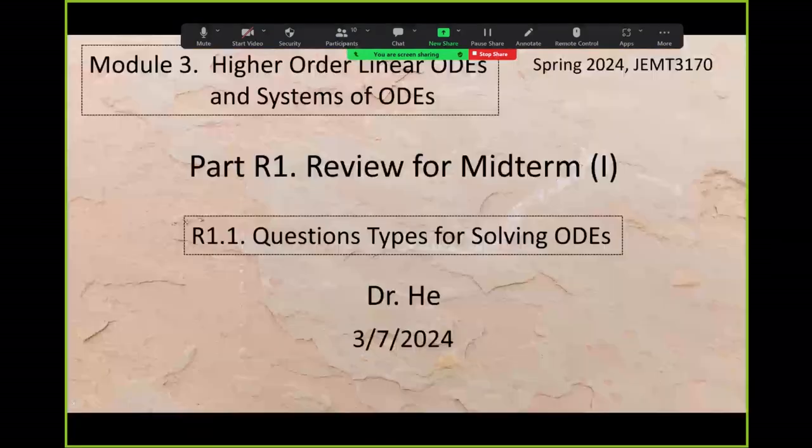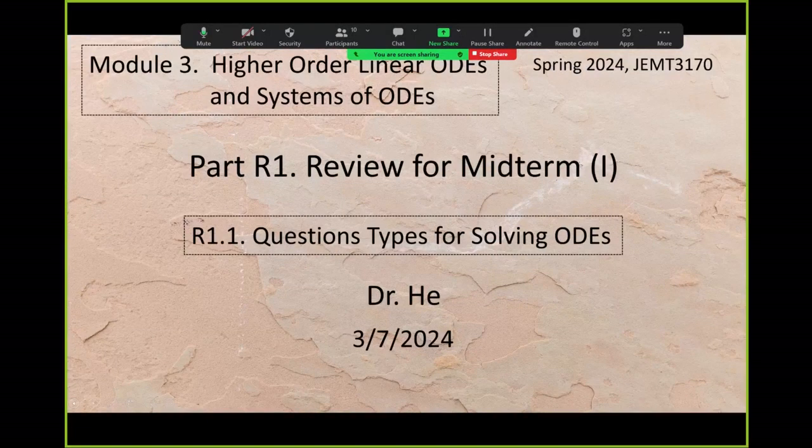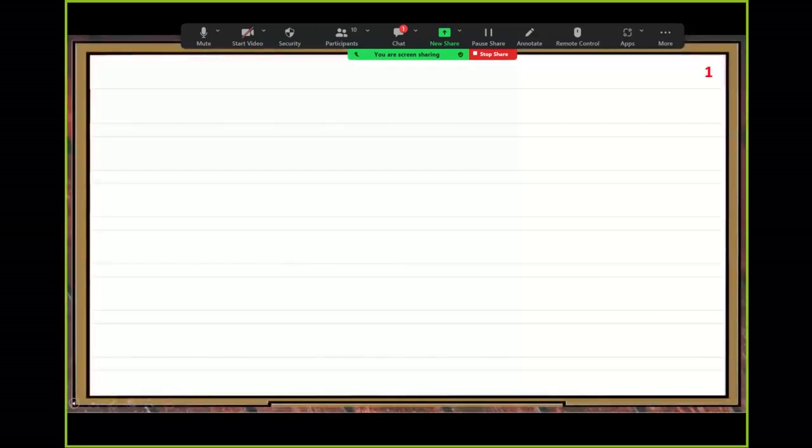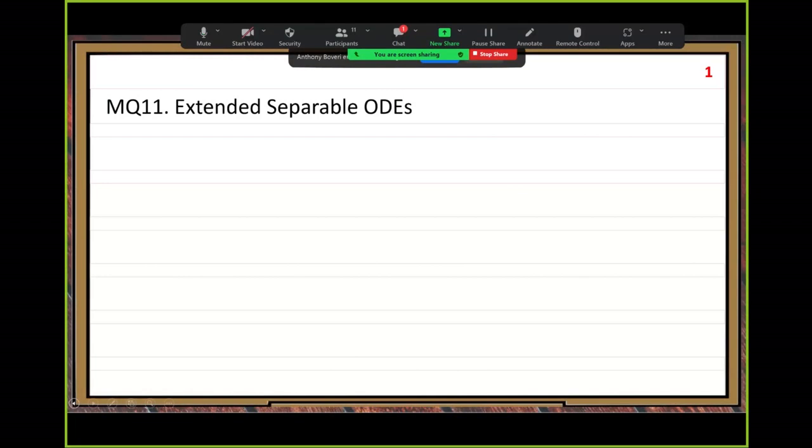All right, so first, R1.1, question types for solving ODEs. Computation, not word problems. The second part is word problems. In the first part, we will have 7 questions. The first one is question number 11, after the first 10 questions.